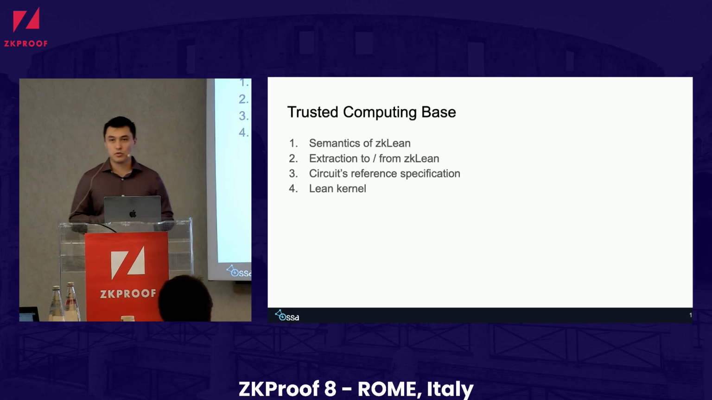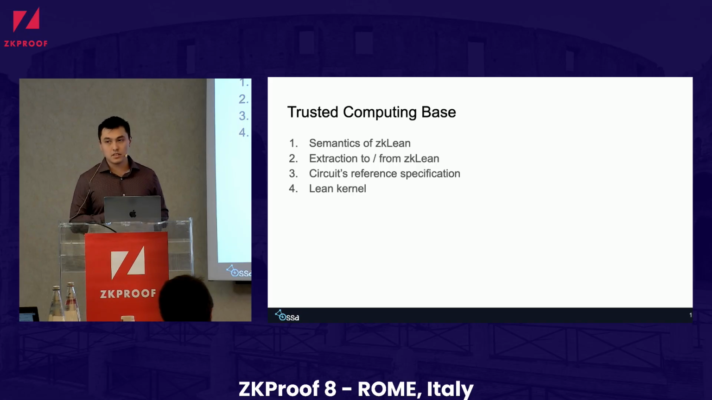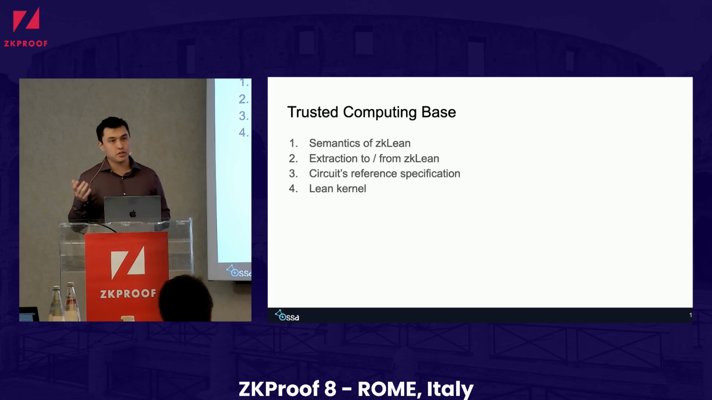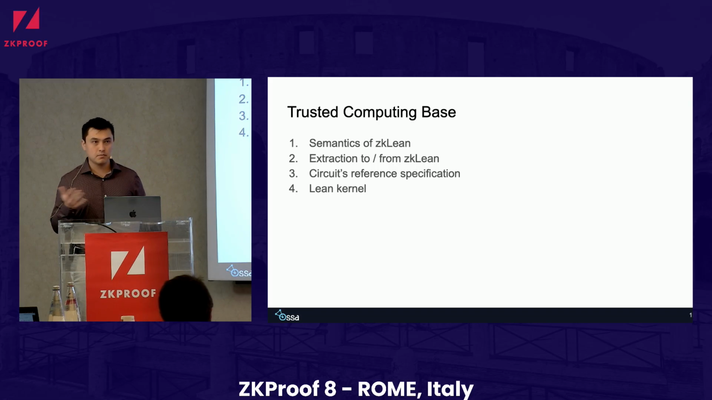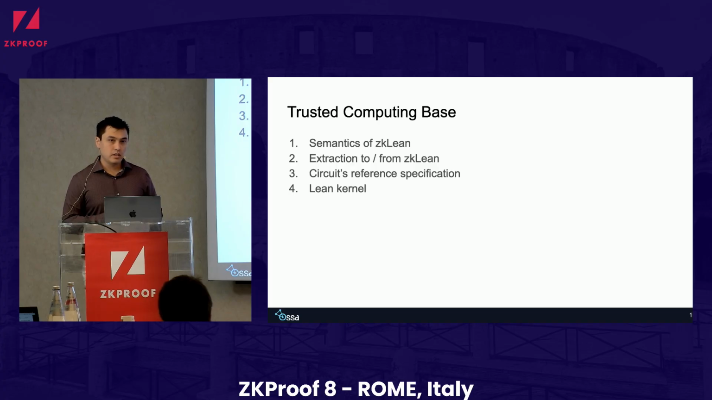Obviously, anytime you're doing formal methods, it's important to be explicit about what your trusted computing base is. So here in zkLean, you're basically trusting the operational semantics that I told you about earlier. It's pretty small, so you can inspect it yourself, but you're still trusting that that's implemented correctly. You also need to trust your extraction either to or from Lean. So you want to make sure that you're verifying the thing that you're actually running in production. You're also trusting that the specification that you've written is correct. And then, obviously, the Lean kernel.